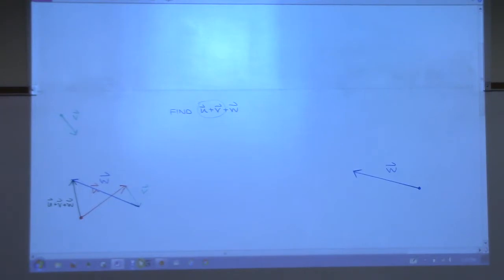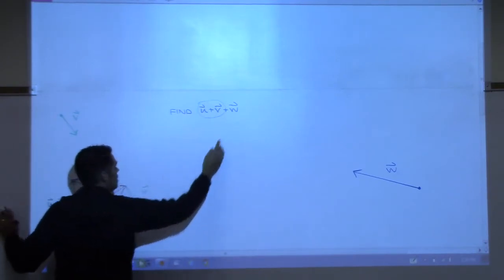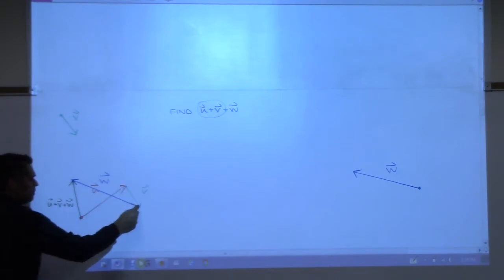Professor, is it like in vectors, like you draw from the first and the last? Like it's just from u to v to w. So is the line going to join from u to w? I'm not sure what you're asking me. We're doing this addition right here.